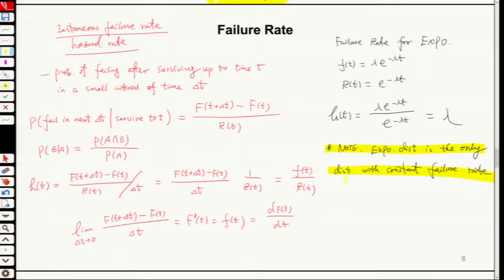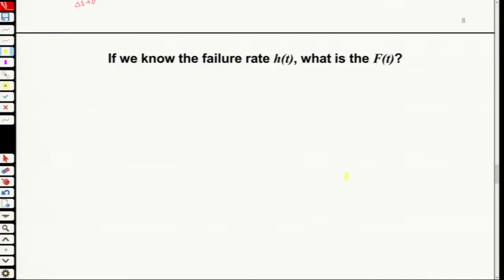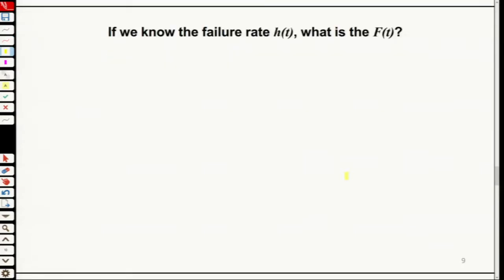Now next, if we know the failure rate h(t), what is f(t)? Suppose I tell you you have the particular failure rate, then can you derive the f(t)? You know, h(t) equals to f(t) divided by R(t). So this is actually equal to F prime(t) divided by 1 minus F(t). Okay.